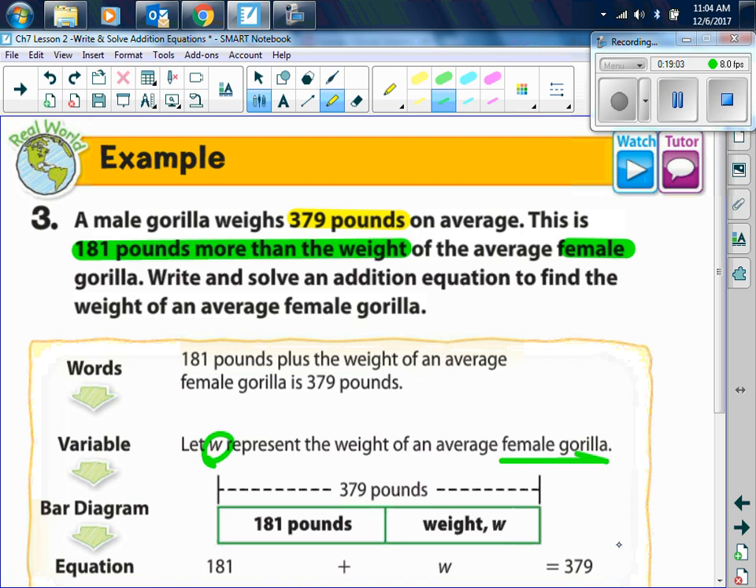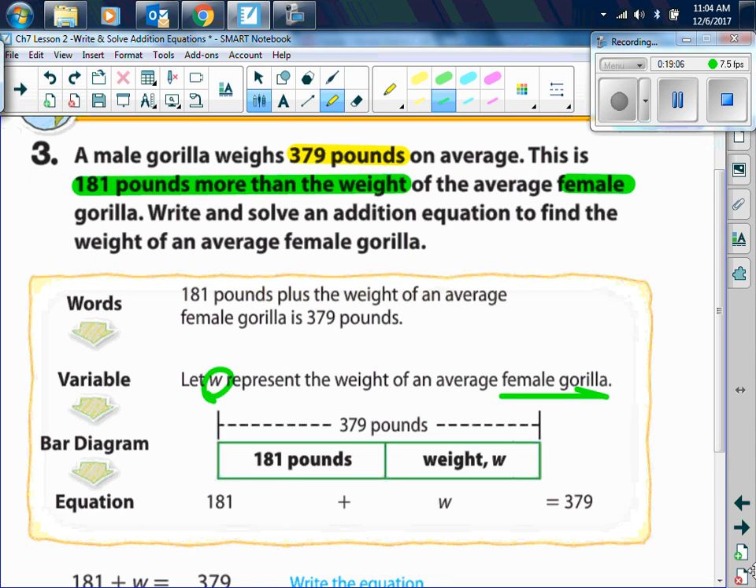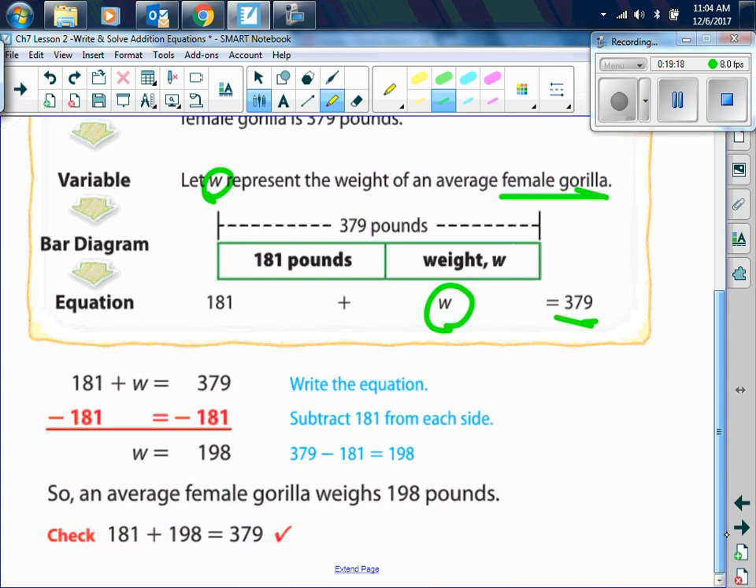So here we have 181 plus the weight of the female equals 379. Is everybody clear? So here's our equation. 181 plus W is equal to 379. And there, to get the W by itself, we will subtract 181 on both sides of the equal sign. Okay? And we end up with W is equal to 198. So the female gorilla weighs 198 pounds.